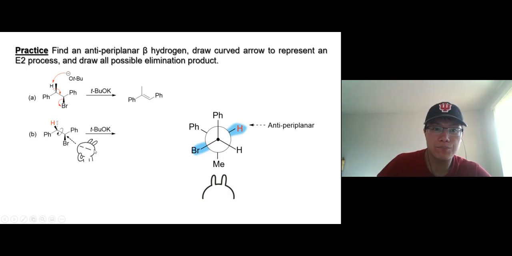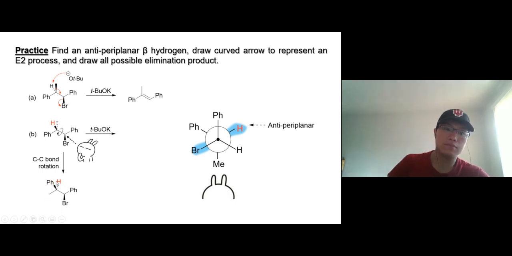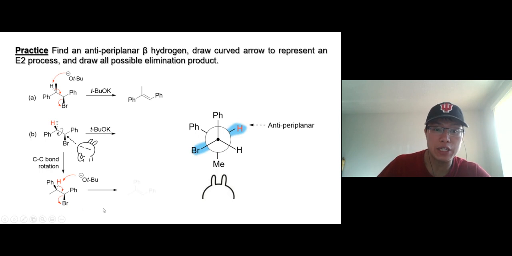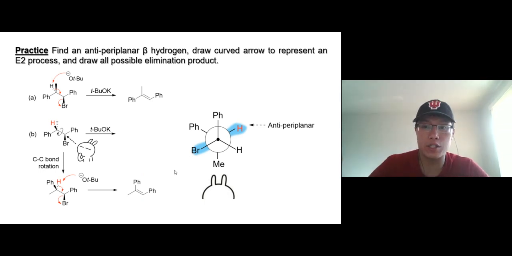Same thing down here. Once you rotate, hydrogen goes to the dash, methyl goes down to the paper plane, and the phenyl goes up to the wedge line. So that's 60 degrees. That's an anti-periplanar. So you can do an E2 there, and you get the Z isomer, cis isomer. This is trans, this is cis, and that's the only product you will get. There's only one beta hydrogen you can use.